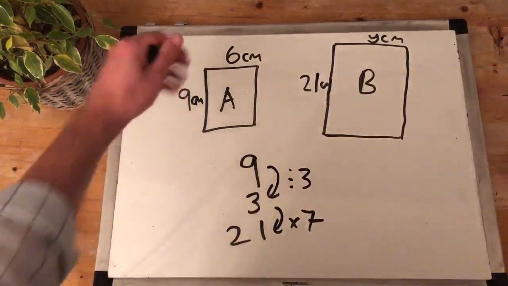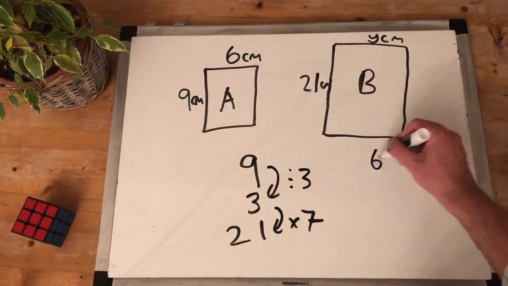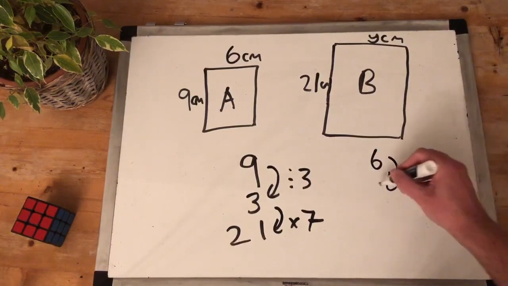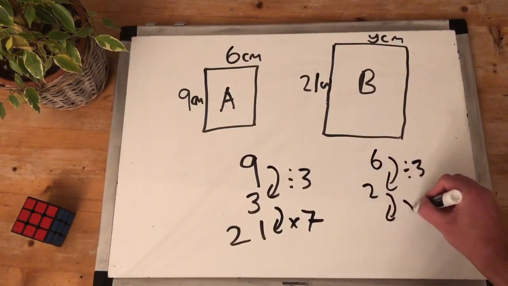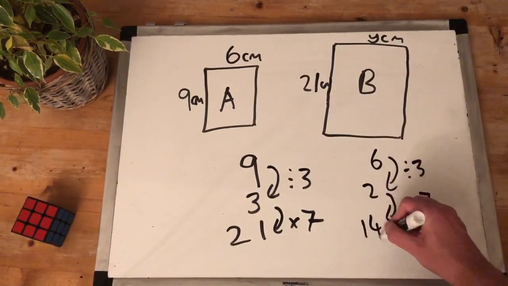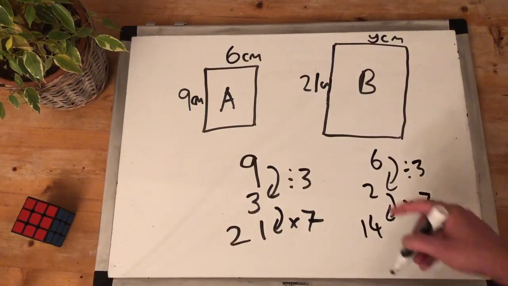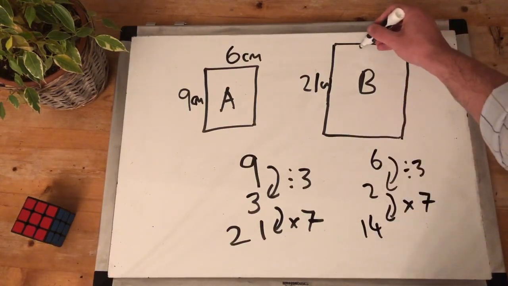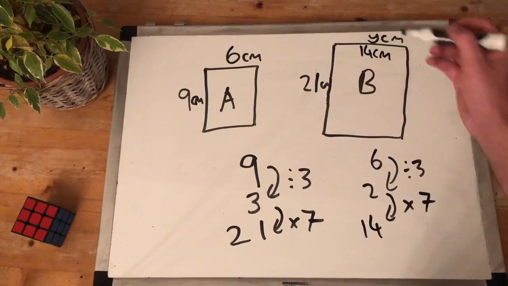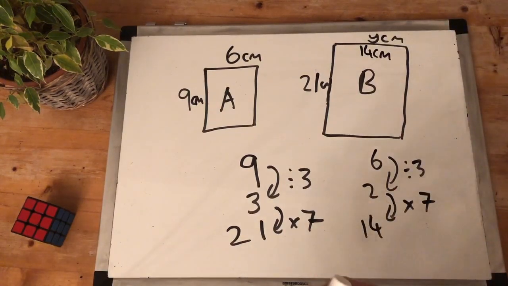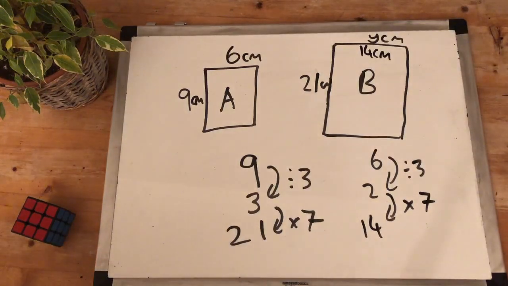So now I do exactly the same thing to 6. 6 divided by 3. This pit stop method is just fantastic. It will see you through so much of maths. And we've used it just now to find out what Y is. We found out that it's 14 centimeters. So you can use this pit stop method to work out how to find missing sides in similar shapes.